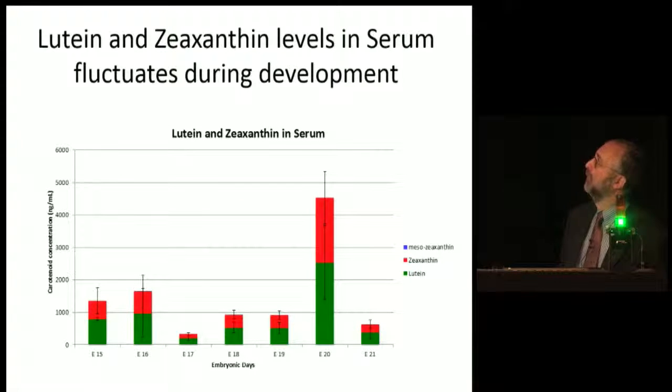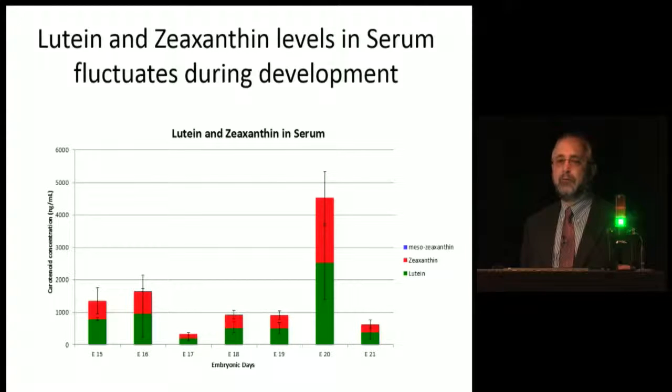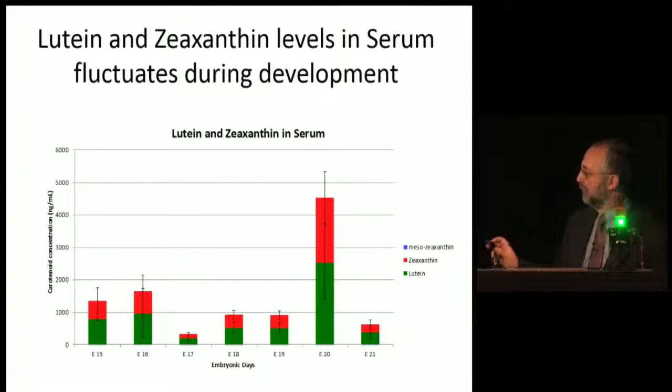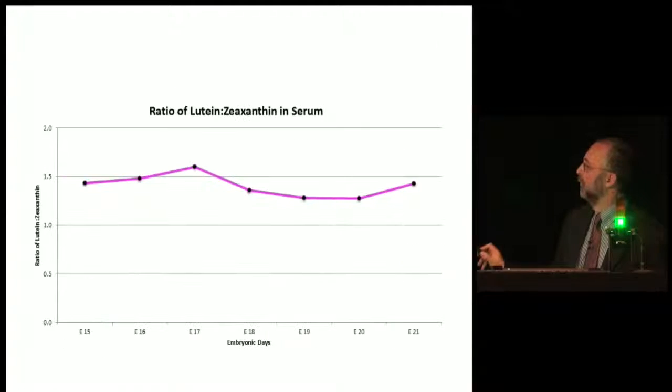And then in the serum, we had a little harder time. It's harder to collect serum from these little developing birds, so there's a little more variation in the concentration, but the ratios stay about the same. And you can see here, zeaxanthin, lutein, no meso-zeaxanthin detectable at any time, and really no oxolutein either. The ratio is about 1.5 to 1 through the time.